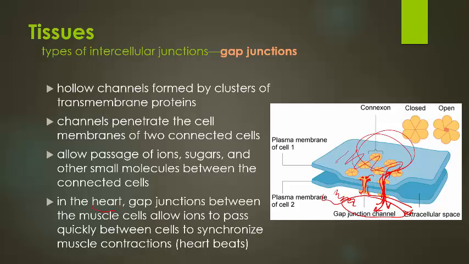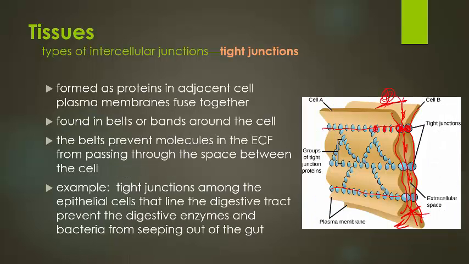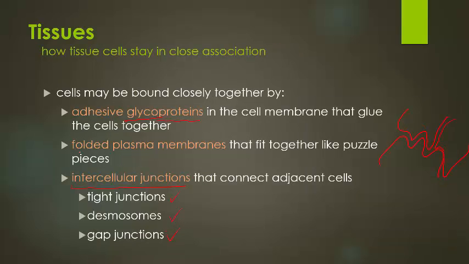All right, so we've seen that there are 3 different ways that we connect cells together. First with that glycoprotein glue adhesive, also with, oh shoot, now I can't remember. Let's go back quickly. When the plasma membranes fold together. And then finally with the three different kinds of intercellular junctions: the tight junctions, the flexible desmosomes, and these gap junctions that allow for synchrony among the heart muscle cells.